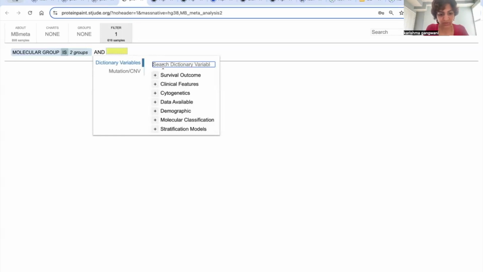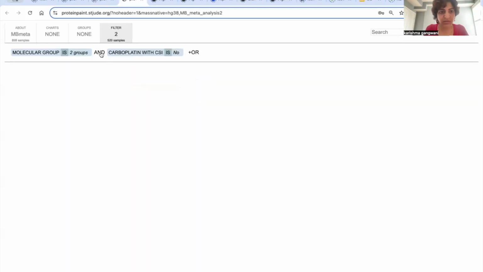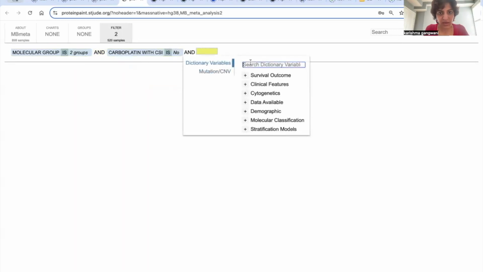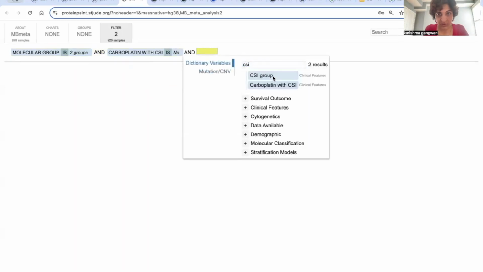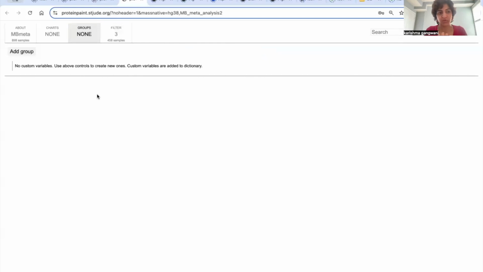So let's go ahead and also remove those cases. I'm going to type carboplatin with CSI, and I don't want those cases, like I just mentioned. And then for the CSI group, I just want standard dose and high dose. So you can see that there are 458 samples. Now using this subcohort, we are going to create groups which will include ISO 17 or MYC, and we'll do certain combinations of those.